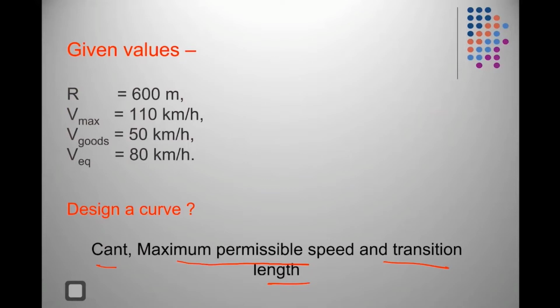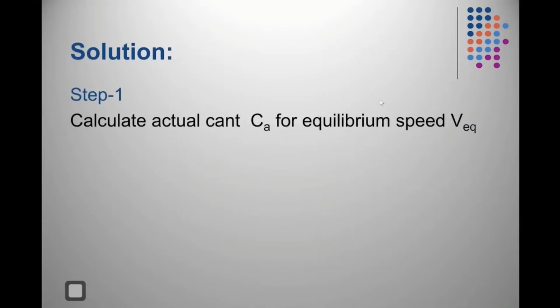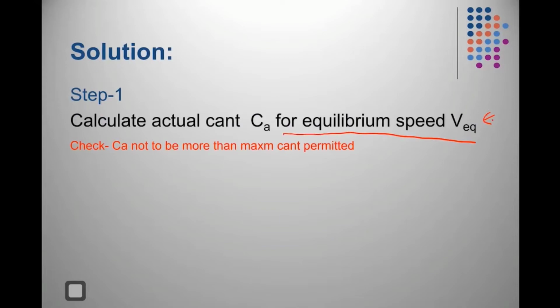So the steps will be, these are the limiting values जो मुझे मालूम है. Cant efficiency I have taken as 75, group C route लिया हमने. Cant gradient 1 in 360, and these values are 55 millimeter per second. So what will be the steps to be followed? As I mentioned, since we have gone for equilibrium speed, so firstly we will have to calculate my cant required for equilibrium speed. V equilibrium के लिए मेरी cant required क्या है. Once we calculate this cant, we will check कि ये maximum cant जो permitted है उसके beyond तो नहीं जा रहा है, means is it going beyond 165? No. Then this is the cant I am going to provide.